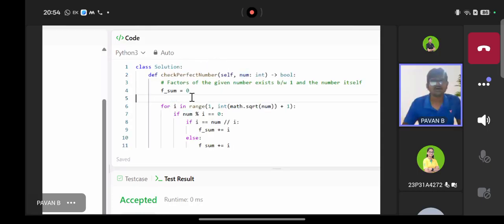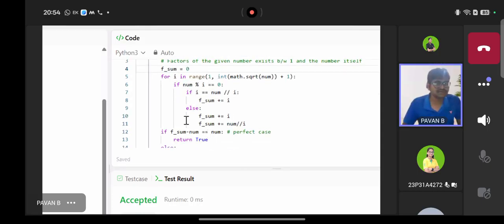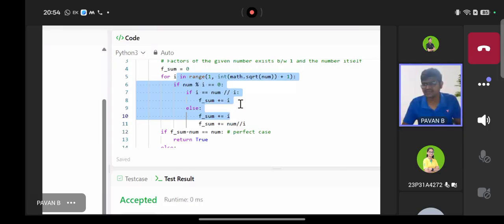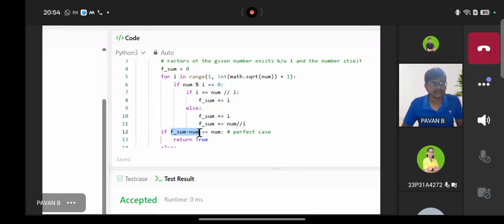Something very tricky here. The point is, in this logic, I'm not only adding up to the number of factors minus 1, right? I'm also adding the given number. So to counter that, I'm subtracting. Or also you can check if the factor sum minus num equals 0, because you were adding this one extra time, right?